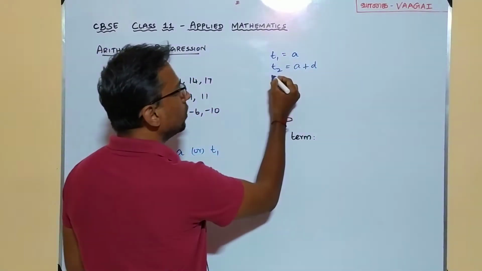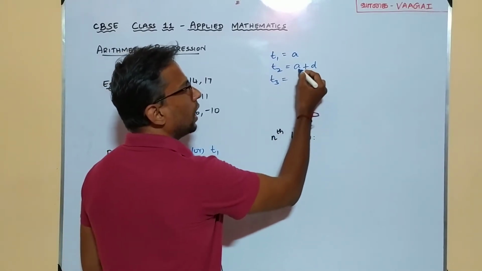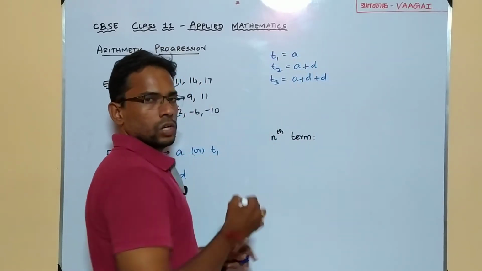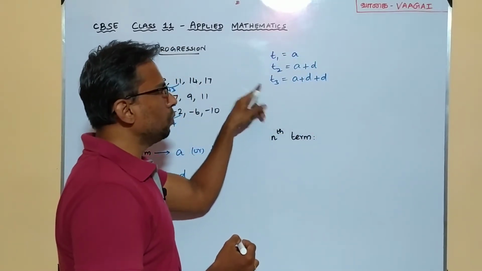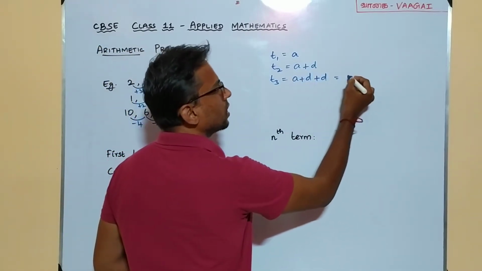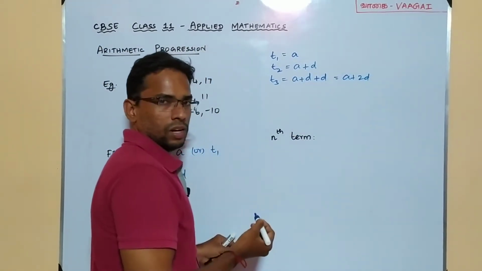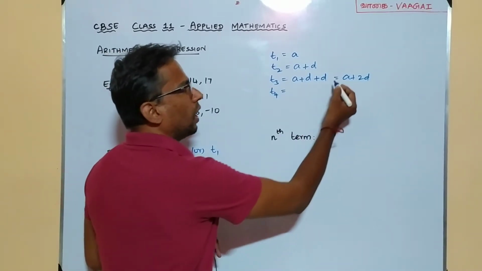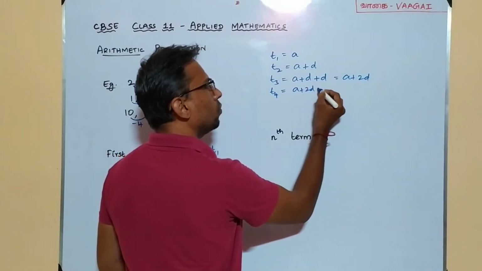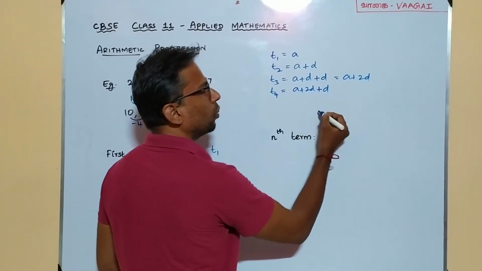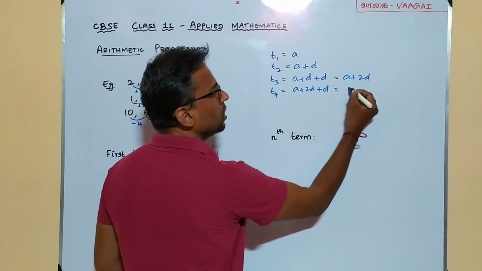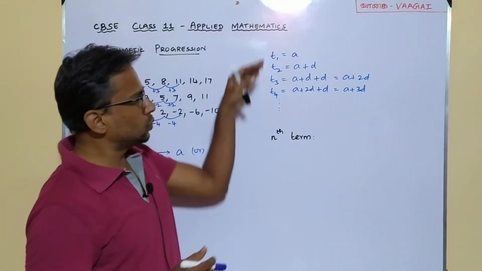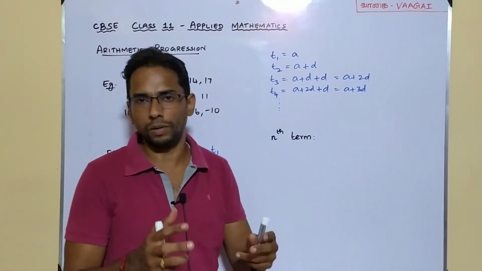And what if I want to get the third term? I have to take the second term A plus D, and with this once again I have to add one more D. So A plus D plus D will give me my third term, or I can simplify this as A plus 2D. Next, if I want to get the fourth term, what can I do? I have to take the third term A plus 2D, and to it once again I have to add one more D. So A plus 2D plus D will be A plus 3D, and this will go on and so on. So this would be the general form of any arithmetic progression.